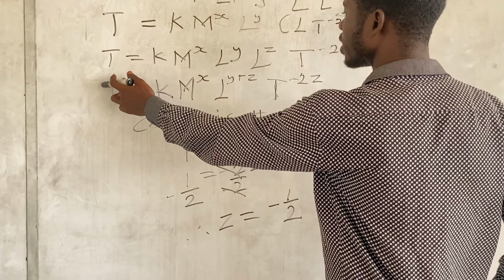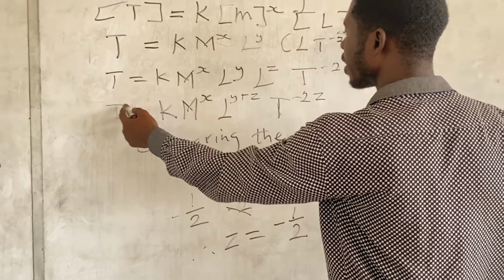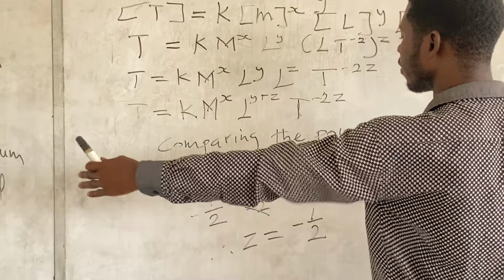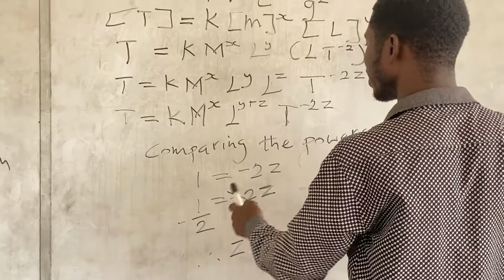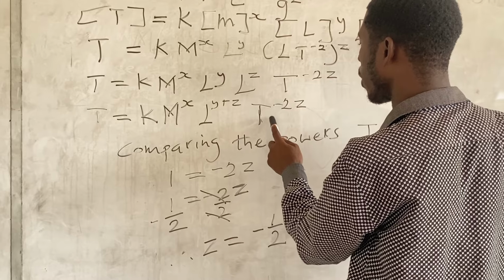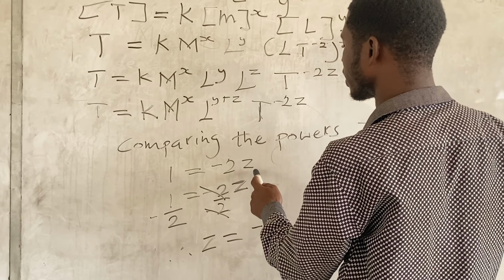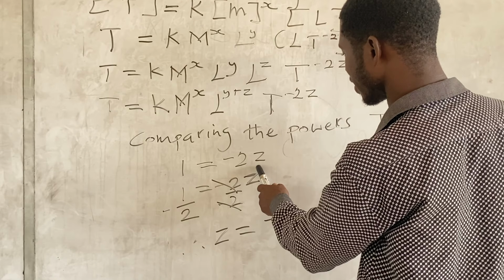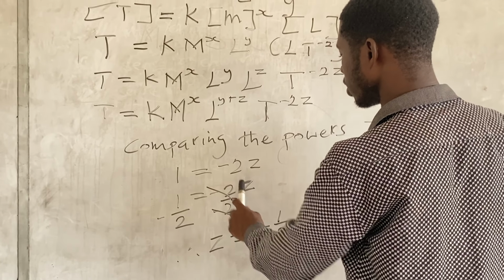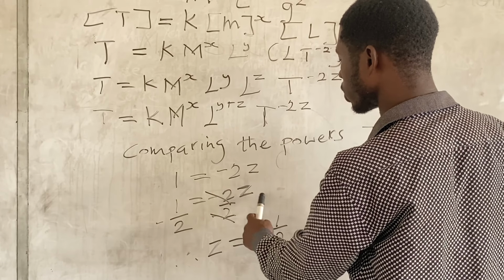So compare the powers of T. The left hand side is 1, that's how it is written. Equal to the right hand side, where the power of T is negative 2Z. You want to find the Z in this equation, so we divide both sides by negative 2. Now Z is equal to negative half. So simple. Okay, we are continuing.